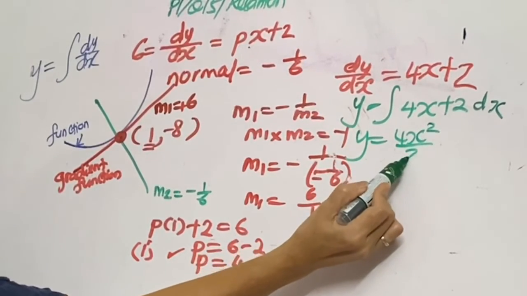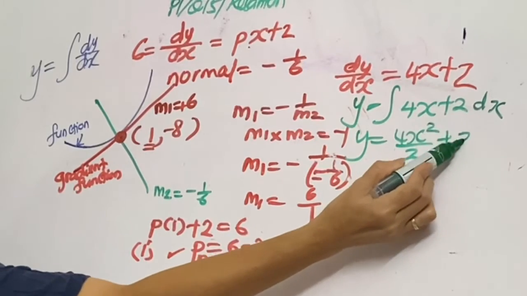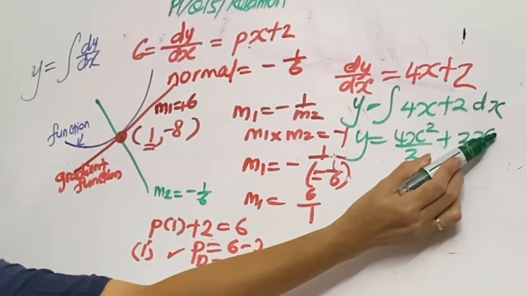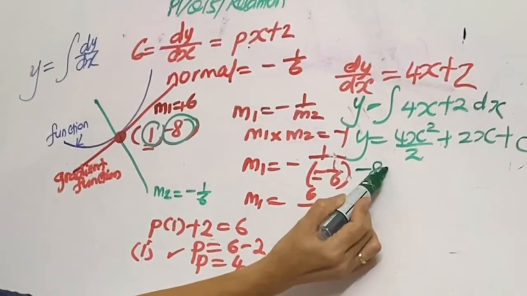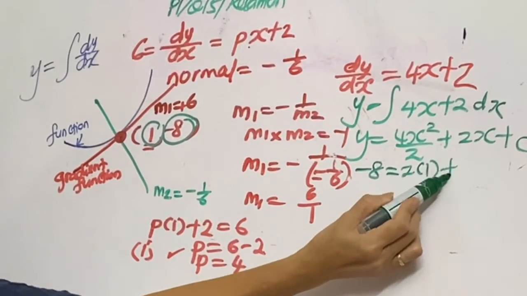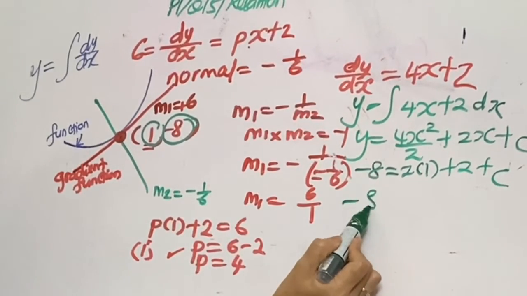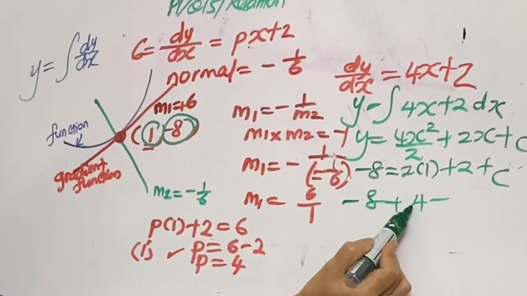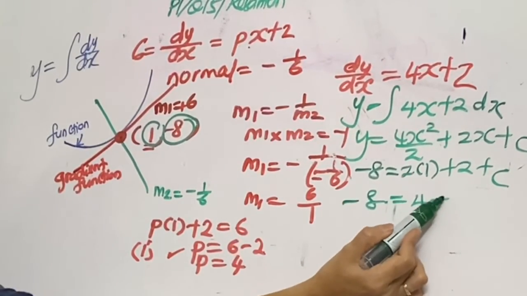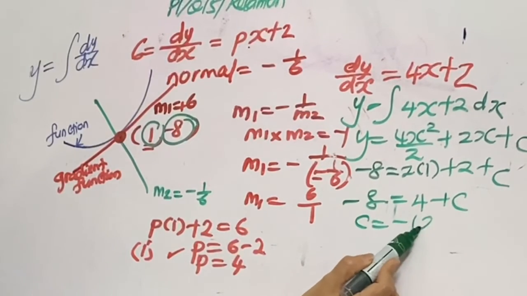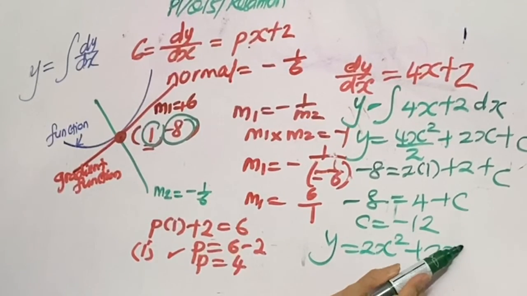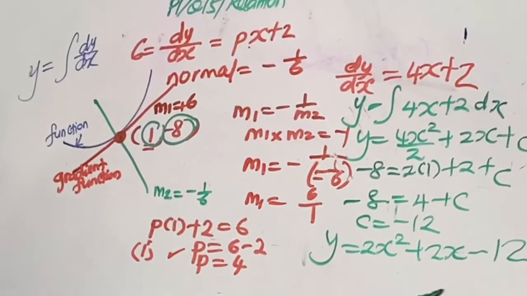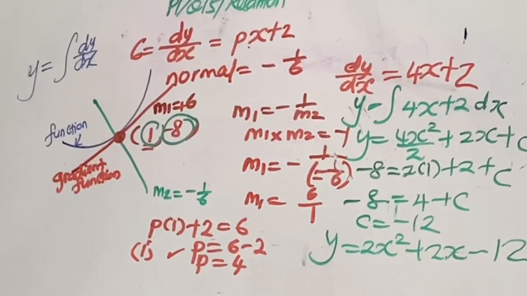When you integrate, raise the power by 1, and the constant 2 becomes 2x plus c. Please don't forget to substitute the point inside to solve for the constant. So the constant is -12. So y is 2x squared plus 2x minus 12. This is the equation of the curve.